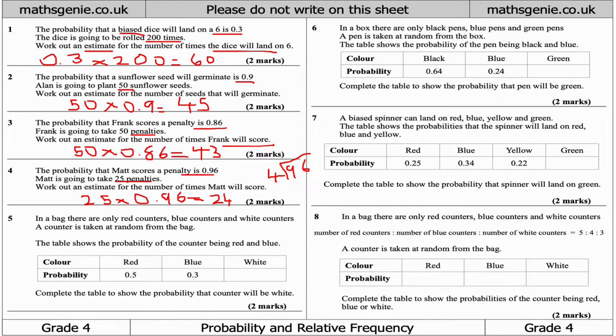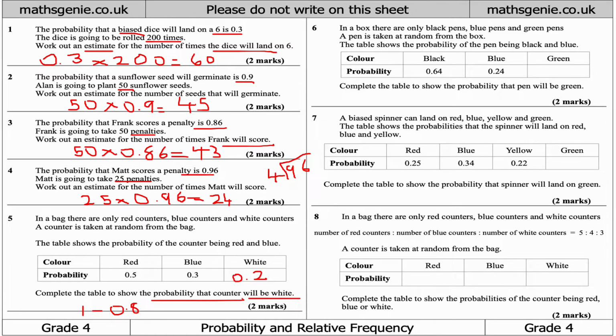This is question number 5, guys. In a bag, there are only red counters, blue counters, and white counters. A counter is taken at random from the bag. The table shows the probability of the counter being red and blue. Complete the table to show the probability that the counter will be white. Well, probability always adds up to 1. So 0.5 plus 0.3 is 0.8. If I do 1 take away 0.8, that will give me the value for white, and the answer is 0.2.